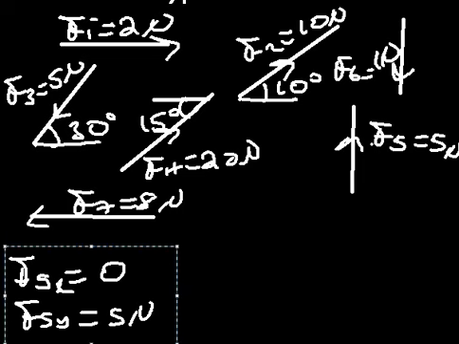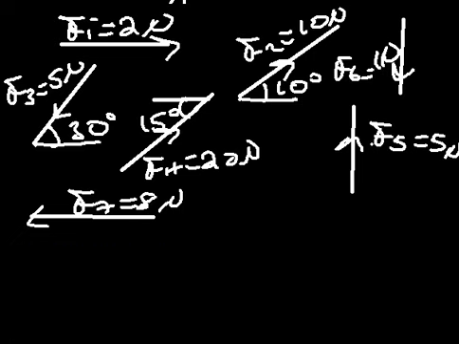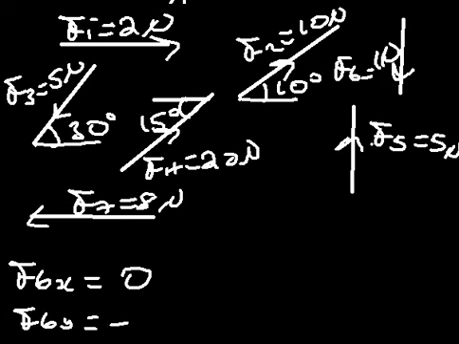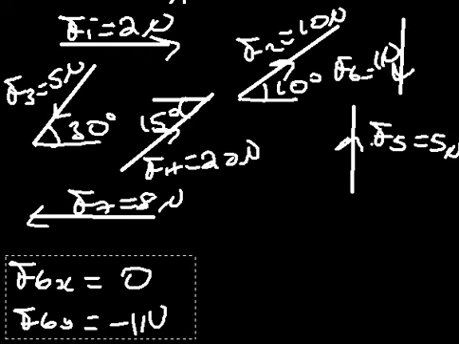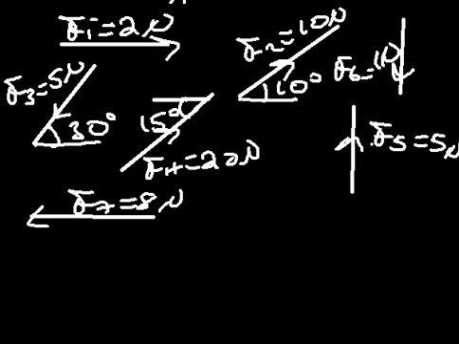The rest should be f6. Now f6 is also acting along exactly the y-axis, but now towards the negative direction. So which means we'll have f6x as 0, and f6y as negative 1 newtons because it is pointing downwards. So take note of that. We should be very careful with the directions of the components.